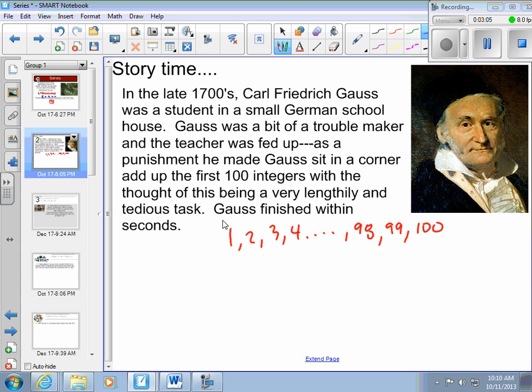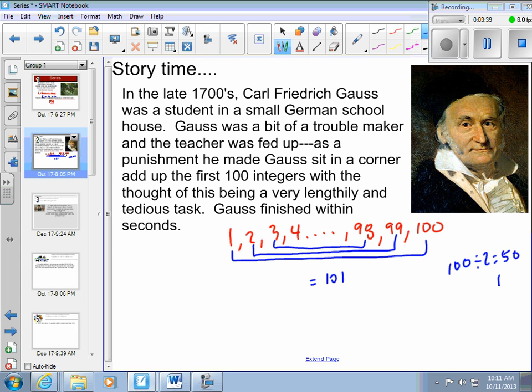He said, if I take the first and the last number and add that together, that's going to equal 101. Same thing if I take the next 2 numbers and add those together. It also equals 101. And if you keep doing that, they all equal 101. So then he said, how many pairs of numbers would I have between 1 and 100? If I've got 100 numbers and I divide that by 2, that would give me 50 pairs of numbers.